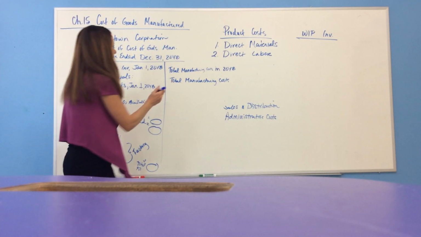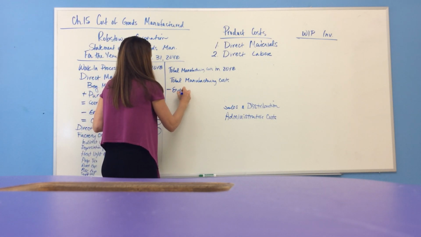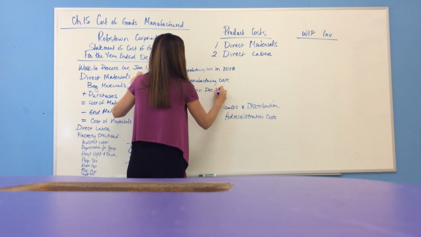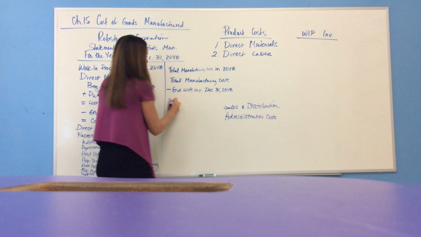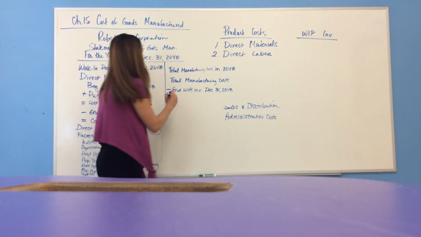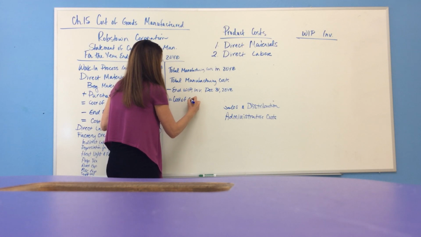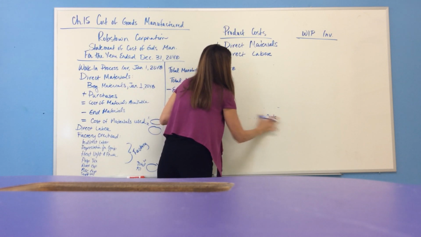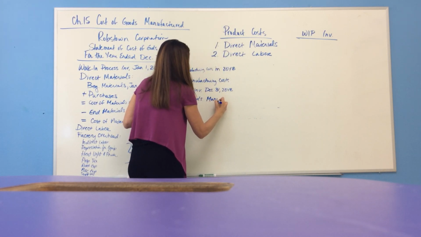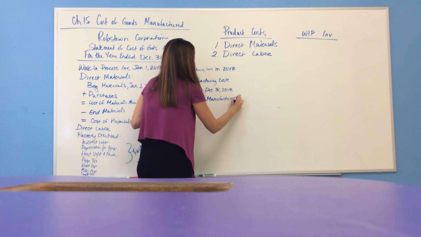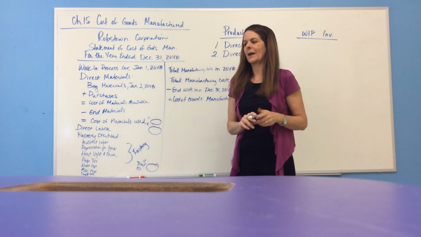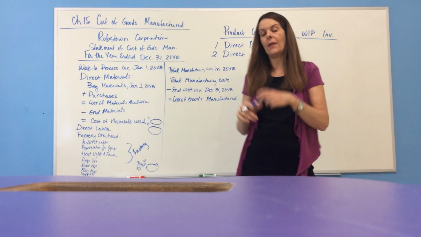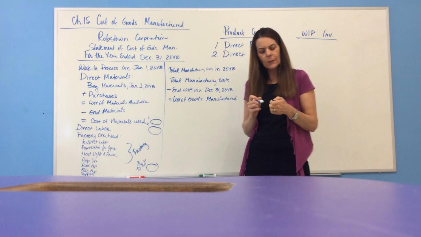And then we're going to subtract ending work in process inventory. So this would be December 31st, 2000 Y8. And that's then going to equal what it is we're doing, cost of goods manufactured. So I kind of ran out of board, but I think I got it all. So then we're going to end with cost of goods manufactured.